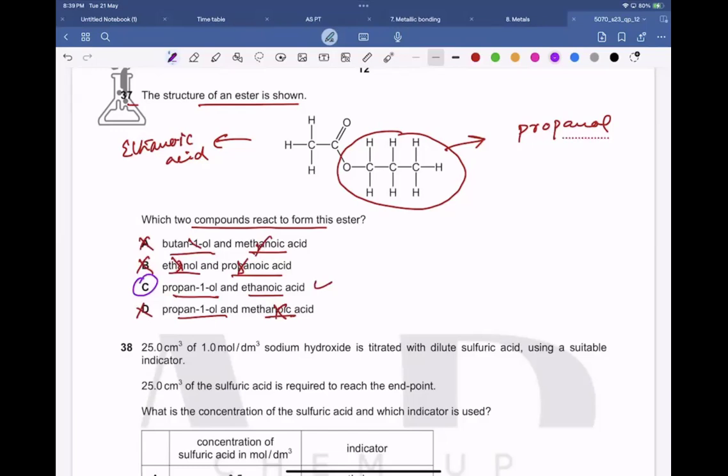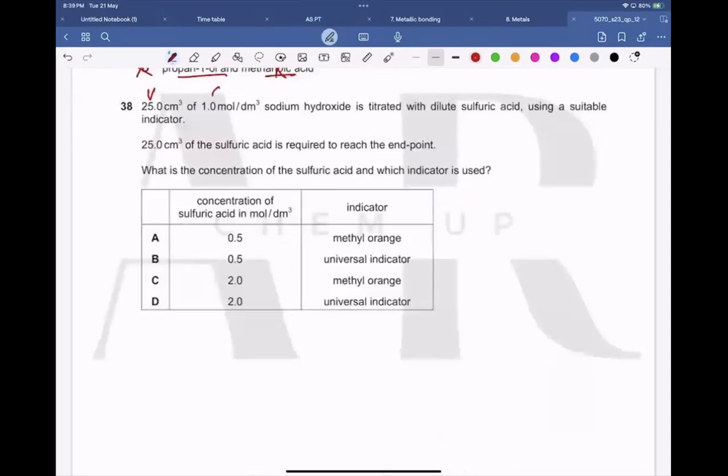Now 38. Okay, 25 cm³ volume and 1.0 mol per dm³ concentration of sodium hydroxide is titrated to dilute sulfuric acid using a suitable indicator. 25 cm³ of sulfuric acid is required to reach the endpoint. What is the concentration of the sulfuric acid and which indicator is used?